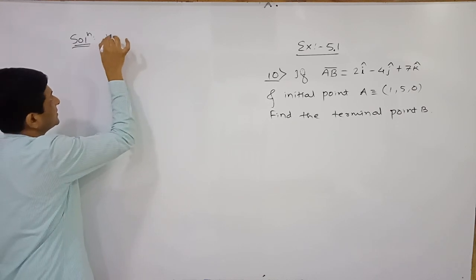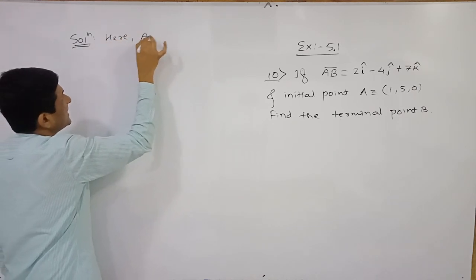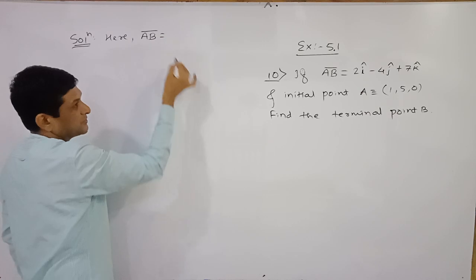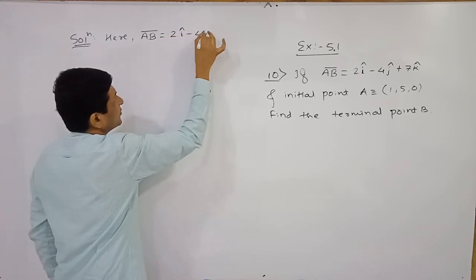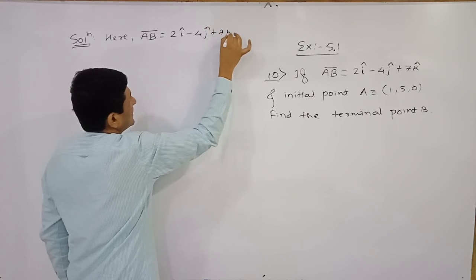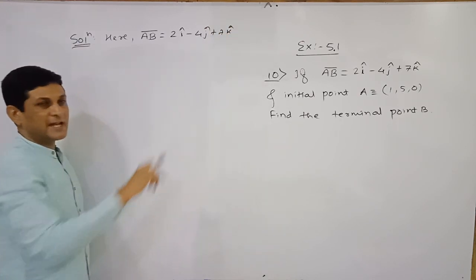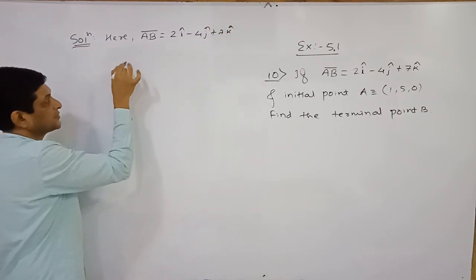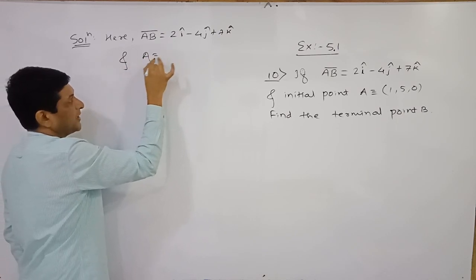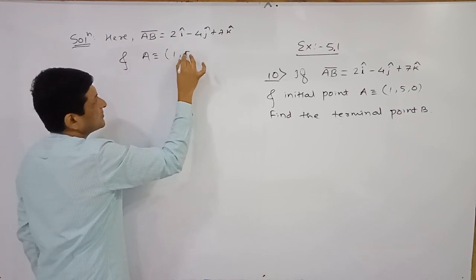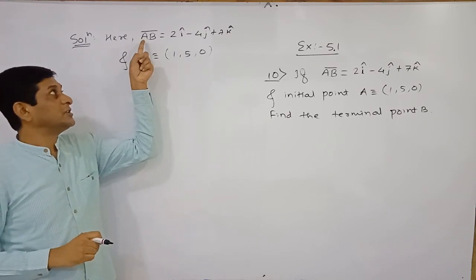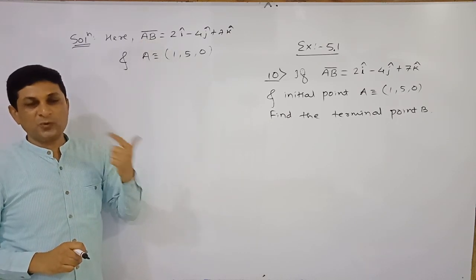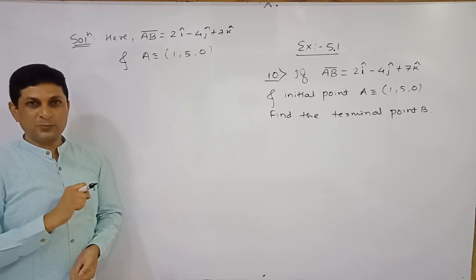What is the given condition? Here it is given to us that AB bar equals 2i cap minus 4j cap plus 7k cap. And the second value: the coordinate of point A is also given to us, and the coordinates of point A are 1, 5, 0. Now here 2 points are there. The initial point is A and the terminal point is B. So we are defining their position vectors.